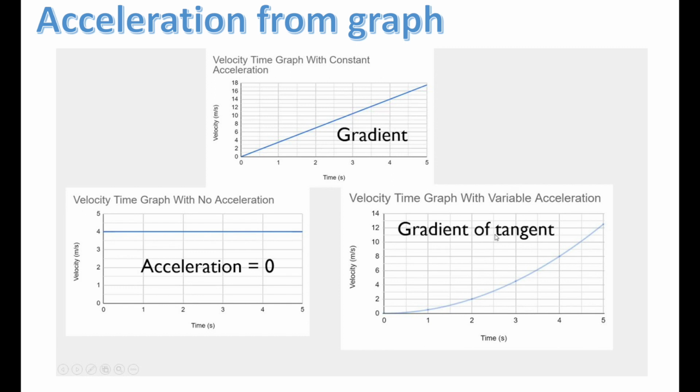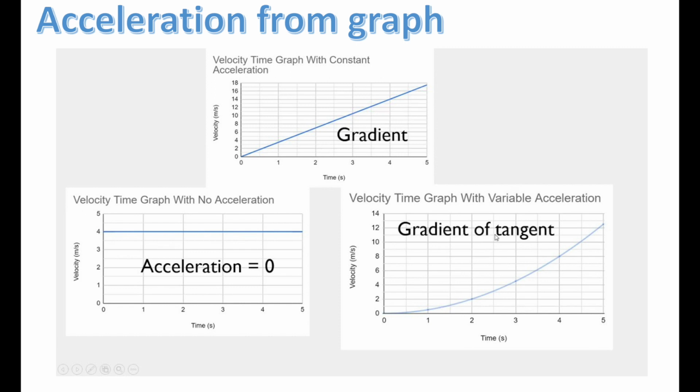You can see the last graph. It's a velocity time graph with variable acceleration. Here initially the velocity is 0, but it is gradually increasing. But that increase is not uniform. So here instead of a straight line, it's a curve.